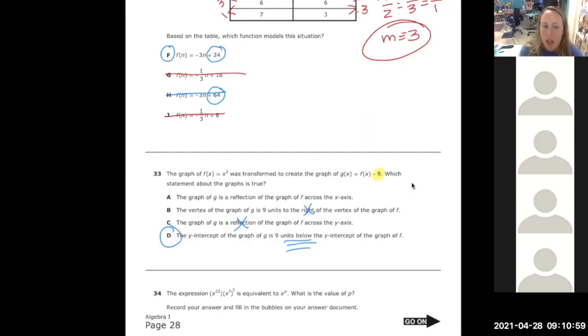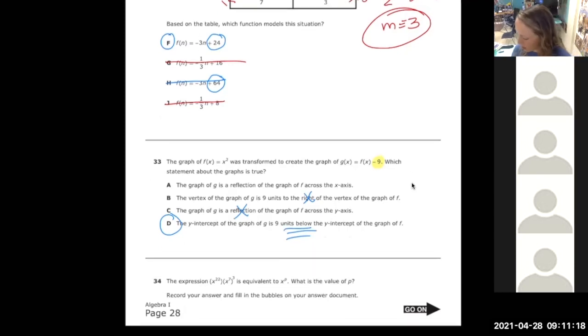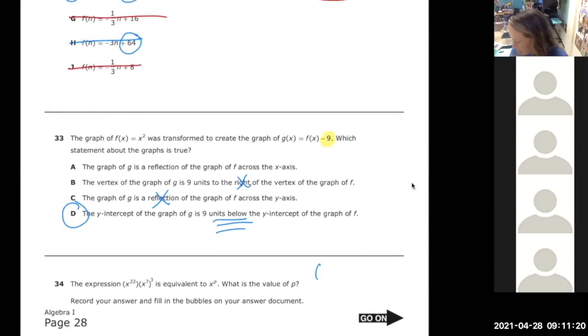Okay, so that's 33. 34 says the expression x to the 22nd power times x to the 7th raised to the 3rd is equivalent to x to the p. What is the value of p? So we're basically just figuring out what the exponent is whenever we simplify this. So x to the 22nd times x to the 7th to the 3rd.